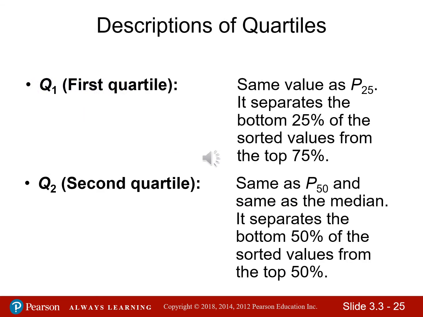More specifically, quartiles can be described as follows. The first quartile, Q1, is the same value as P25. It separates the bottom 25% of the sorted data values from the top 75%. Quartile 2, or the second quartile, is the same as P50, and it is also the same as the median. It separates the bottom 50% of the sorted values from the top 50% of the sorted values.